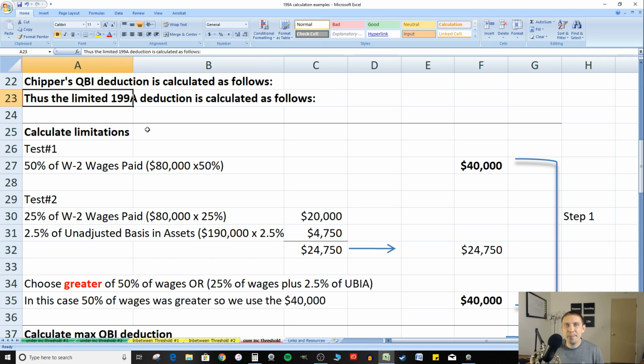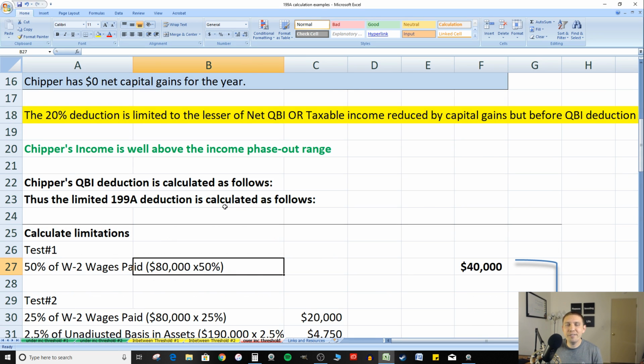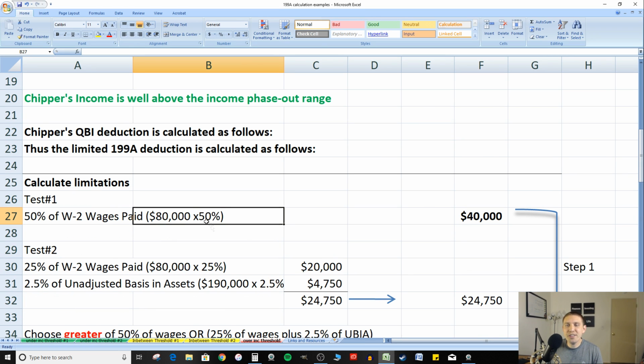All right, let's see how this deduction plays out. First, we need to do some calculations to figure out what the limitations are on Chipper's deduction because Chipper's income is so high, because his income is well above the phase-out range. So first, we're going to do the 50% of W-2 wages test. So we know Chipper paid $80,000 in wages, right? Because that number is coming from right here. So we do 50% of W-2 wages. So that's $40,000, right? 80,000 times 50% is 40,000. Now we need to look at test 2.